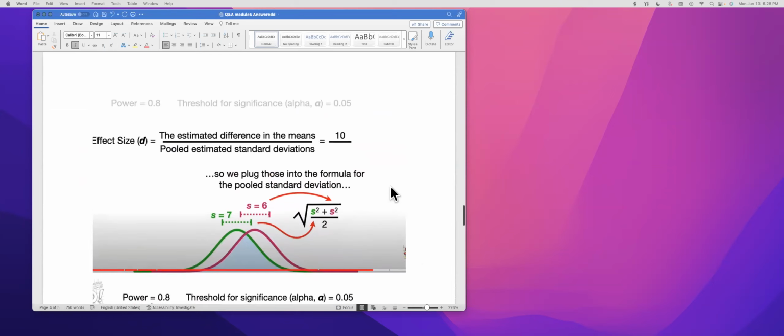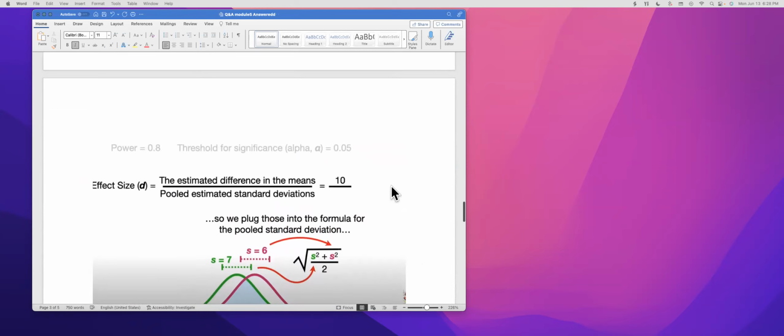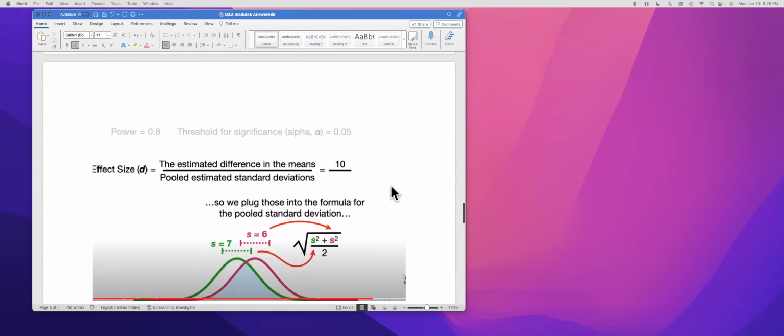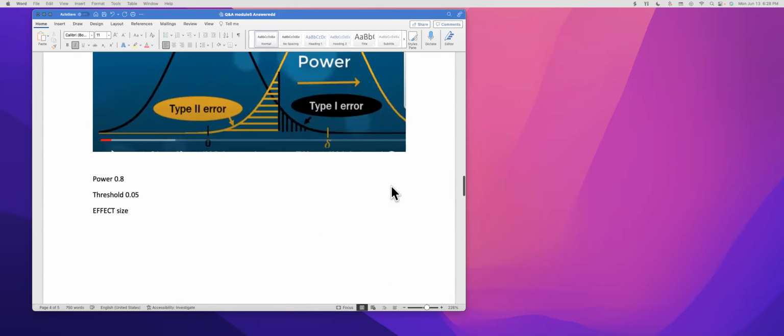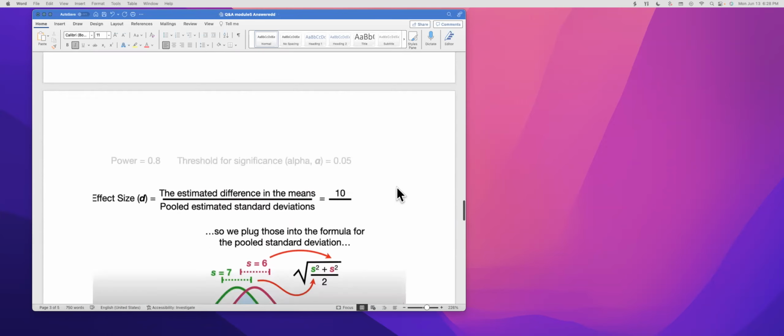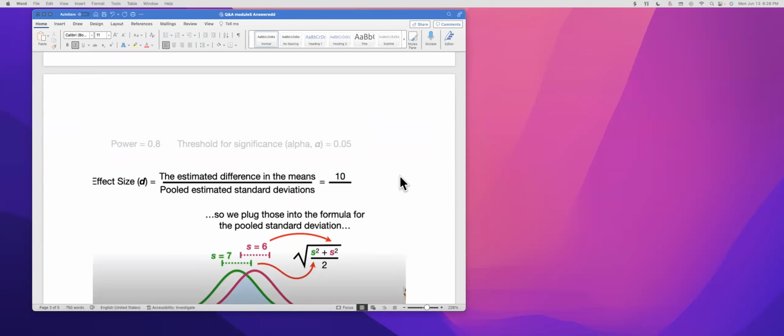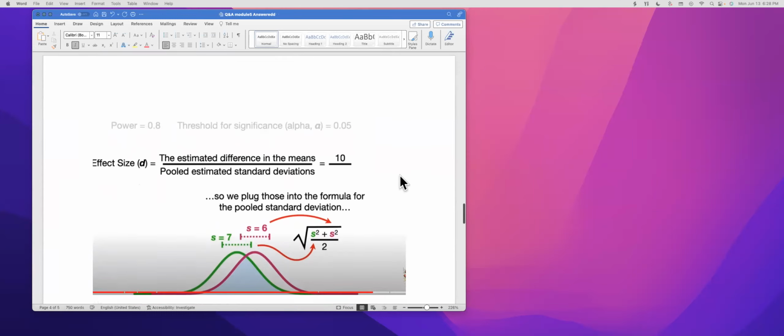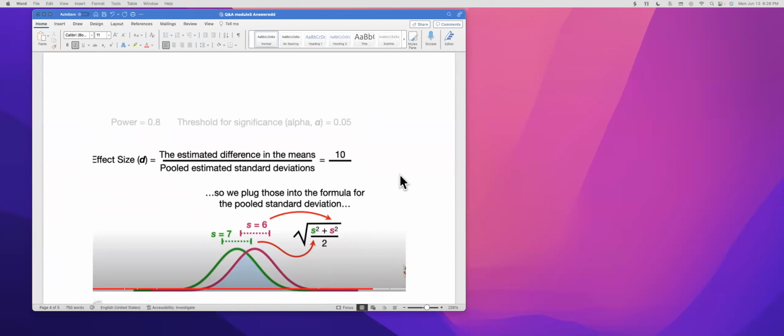First thing, what is the alpha value that I want? And typically that's going to be 0.05. For your power value, for your beta, most of the time you're going to choose 80%. Sometimes you're going to choose 90. Now the effect size is a composite. It's basically a formula that takes in the difference between the means. So you want to know what the difference is.